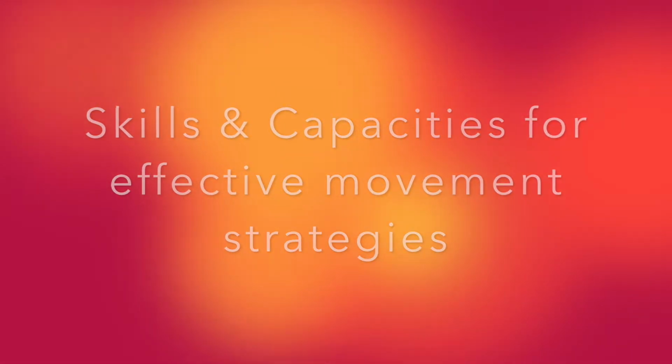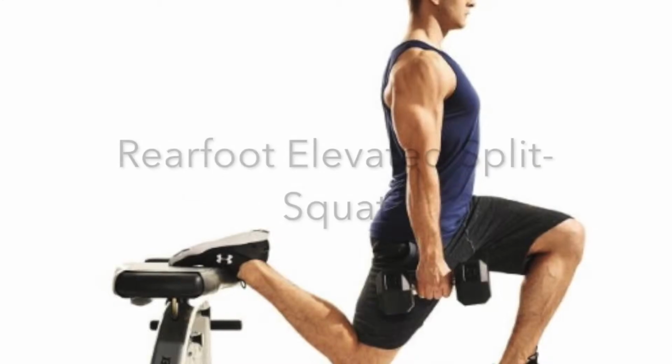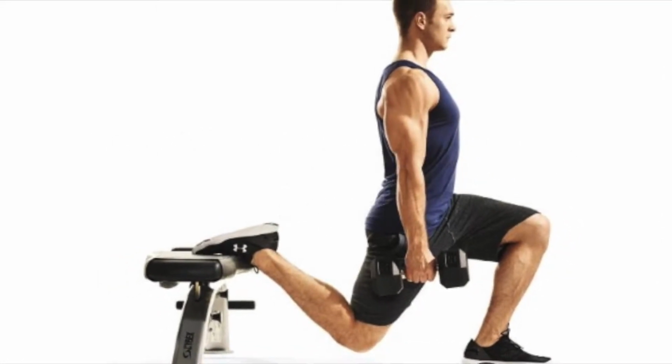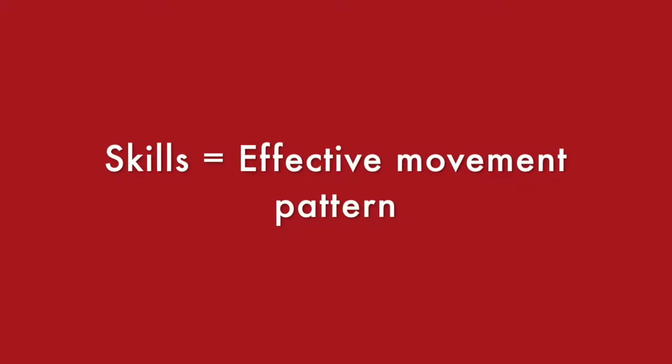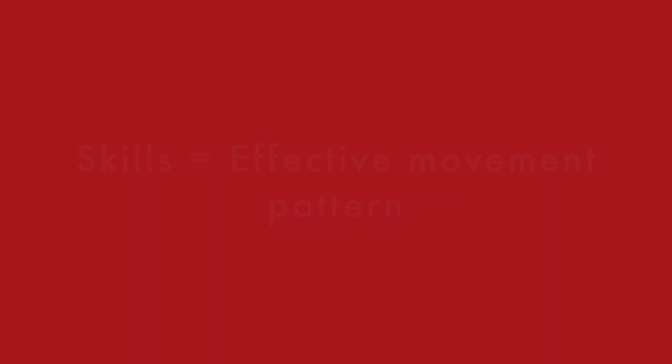In examining this, we will consider two common lower limb exercises, the barbell back squat and the rear foot elevated split squat. Insofar as an athlete being skilled, this means they are able to perform the correct movement pattern in an efficient and timely manner.